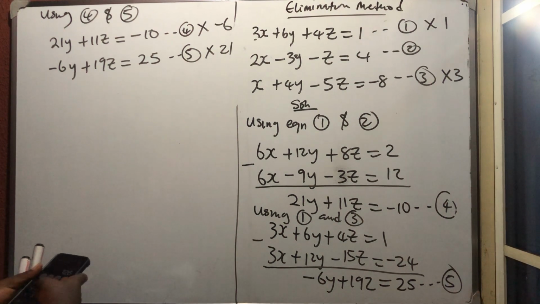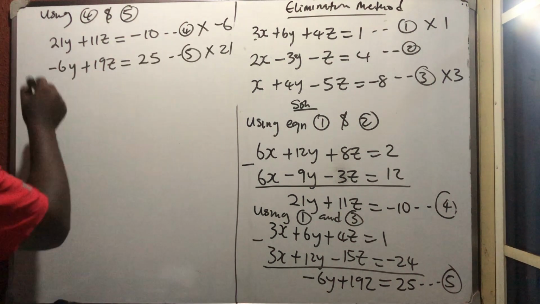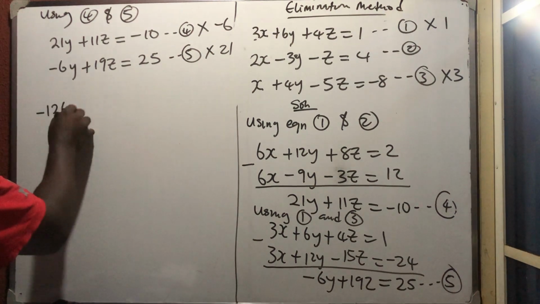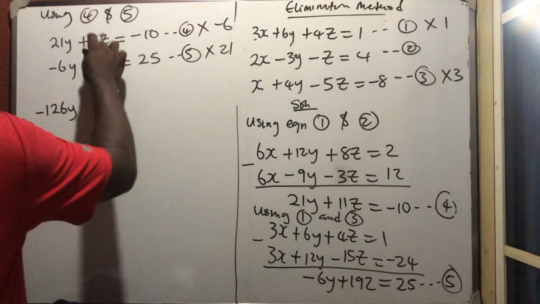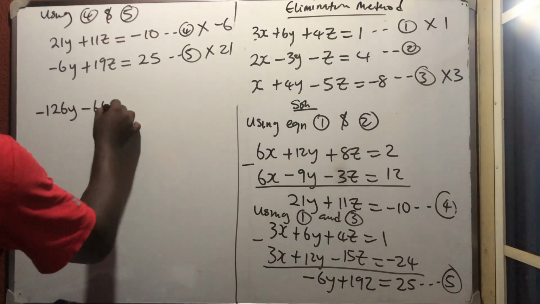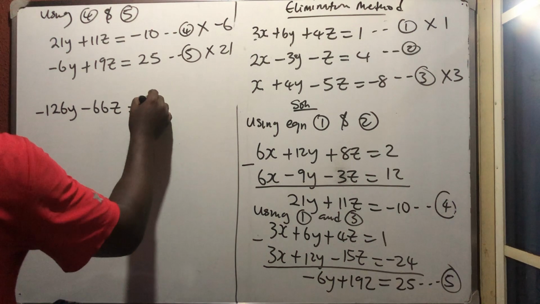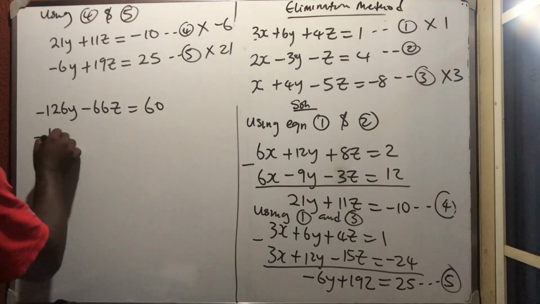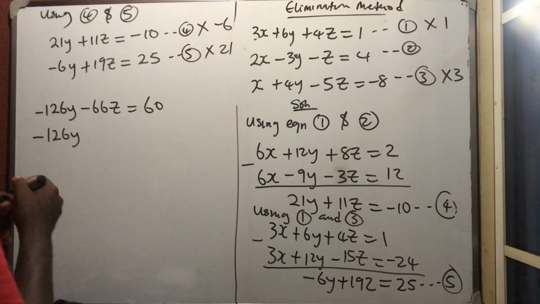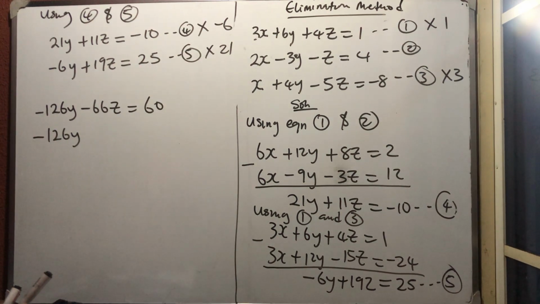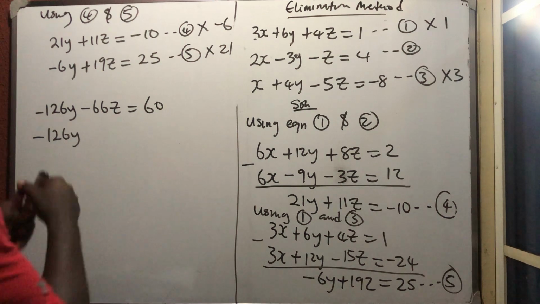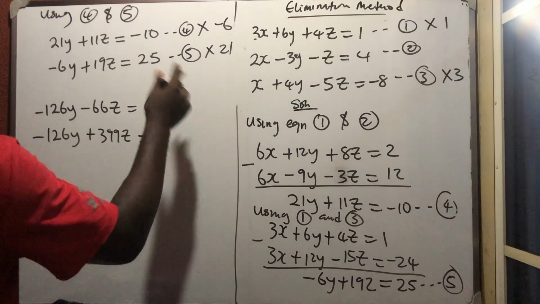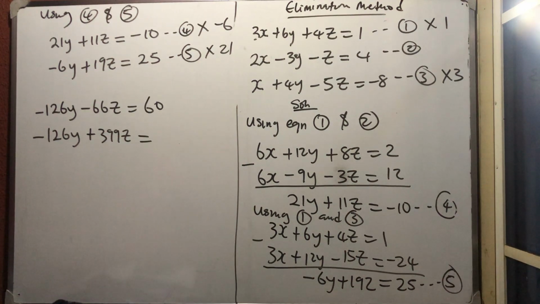21 times 6. I'm having this times this, minus 126y. This times this, minus 66z. This times this, plus 60. Okay? Then 21 times this will still give you minus 126y. 21 times 19, 399, plus 399z is equal to 21 times 25.